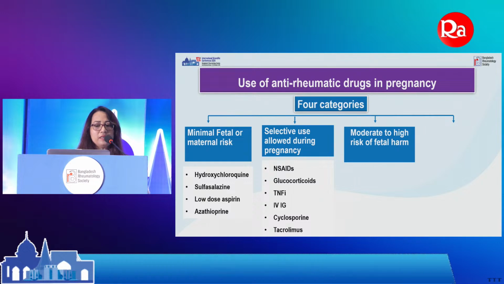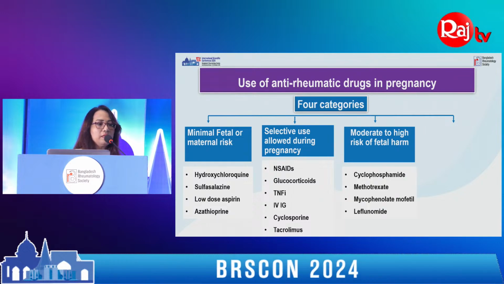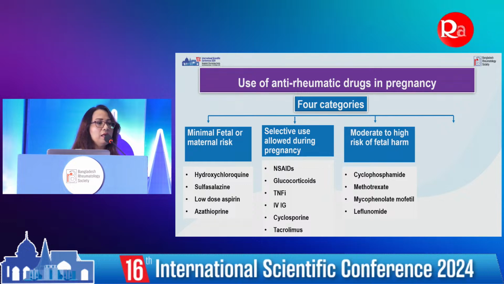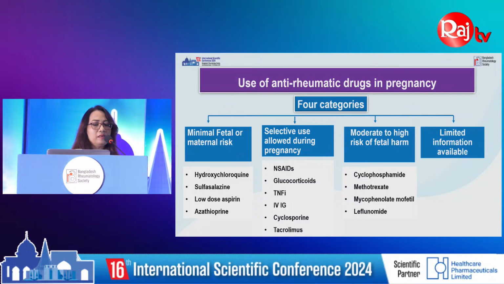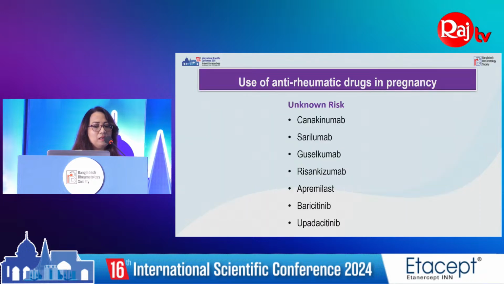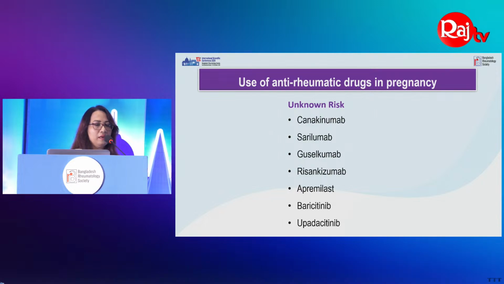Next category is moderate to high risk of fetal harm. This category includes cyclophosphamide, methotrexate, mycophenolate mofetil, leflunomide. There are many drugs that are actually grouped in limited information available. So here the biologics and the small molecules. There are some drugs with unknown risk. The unknown risk doesn't imply the safety of the drug in pregnancy and lactation.